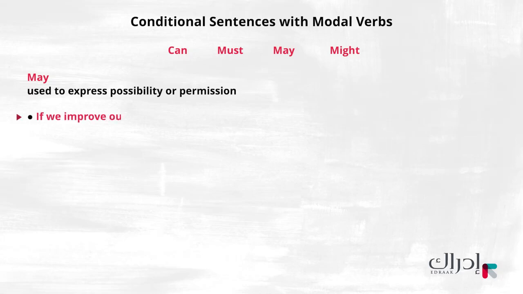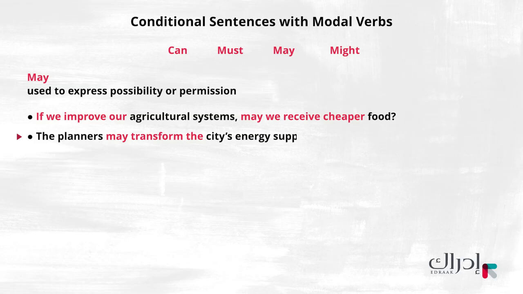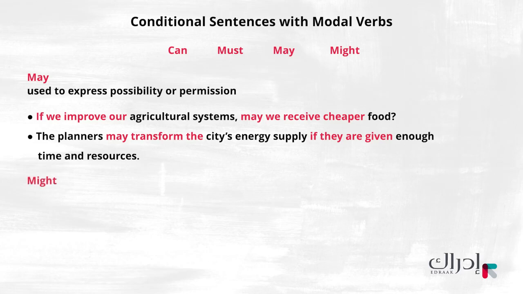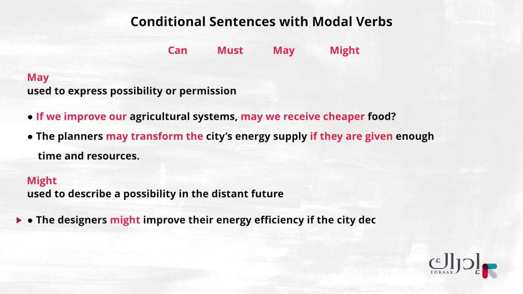If we improve our agricultural systems, may we receive cheaper food? The planners may transform the city's energy supply if they are given enough time and resources. Finally, we use the modal verb might to describe a possibility in the distant future. For example, the designers might improve their energy efficiency if the city decides to improve their solar infrastructure.